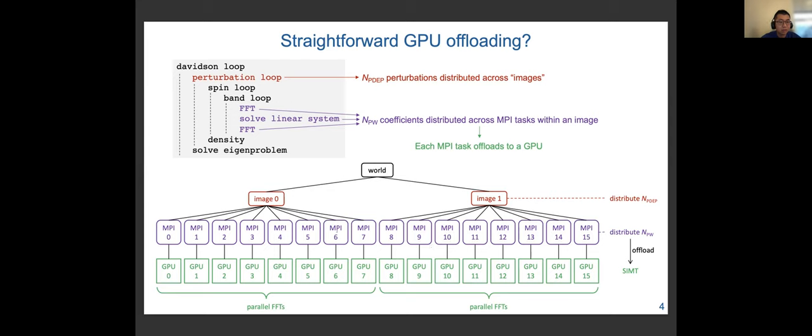So now we are distributing the plane wave coefficients across multiple GPUs, and therefore we are performing FFTs on many GPUs. But this does not work because parallel FFTs require all-to-all communications, which means that the GPUs have to talk with each other quite frequently. And as we know, the computation on a GPU is much faster than the communication between GPUs. So we want to avoid data communication between GPUs.